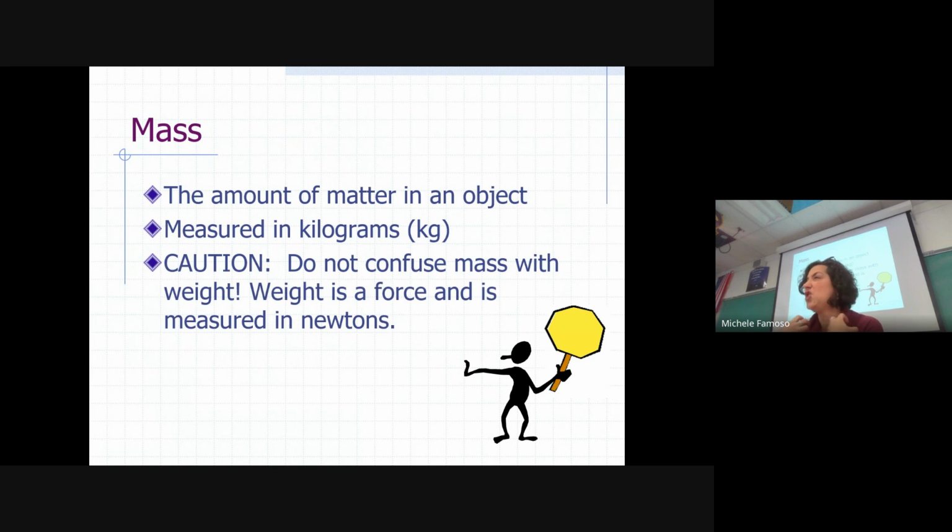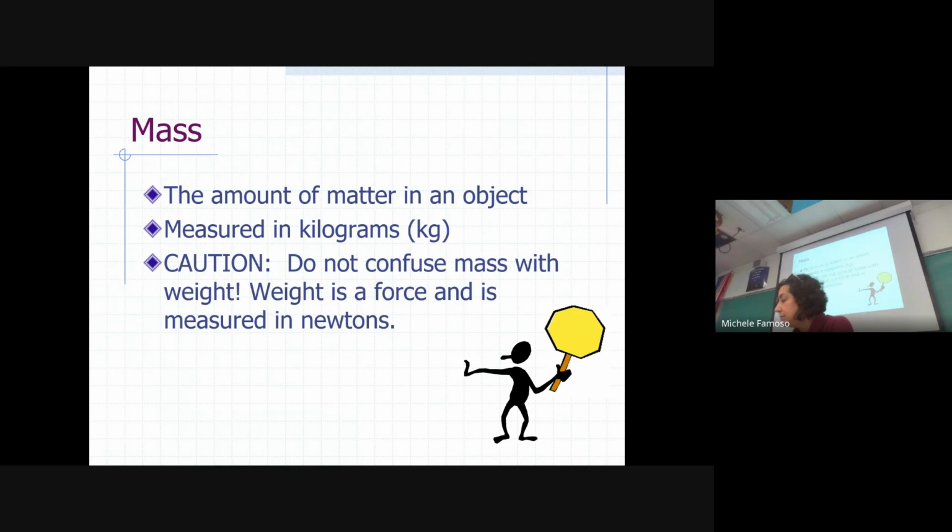Mass is how much stuff is inside of you. Your weight, we learned yesterday, is the force of the earth pulling on you, the force of gravity pulling on you. And since weight is a force, in the metric system, we measure it in newtons. English system is pounds. Mass is always kilograms. They're not even measured in the same units. So how could they be the same things? They're not.